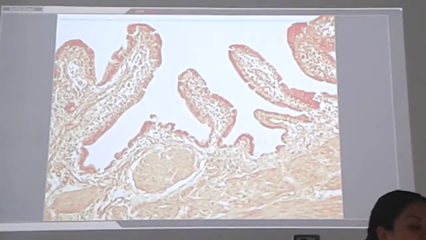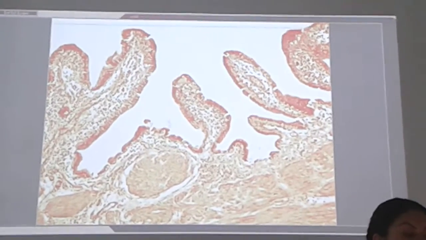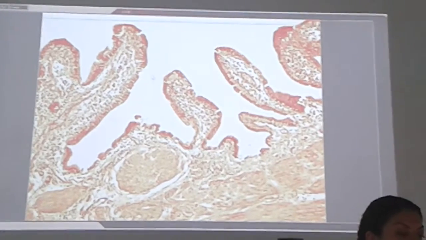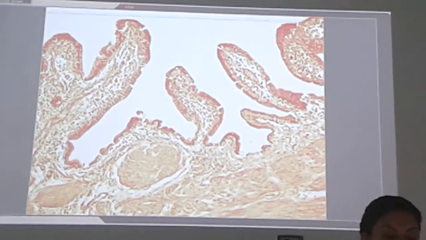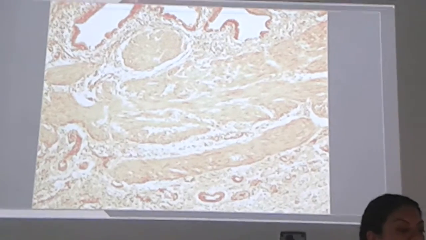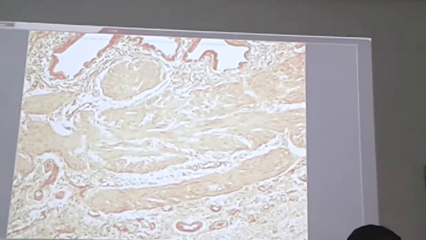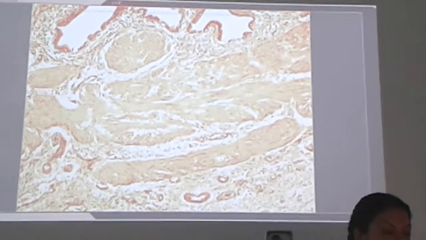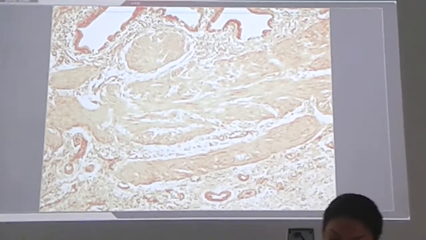the mucosa is not regular. It is folded like this, but this is not alveoli. Beneath the mucosa, we have connective tissue, and among this connective tissue, you will see muscle tissue. These are all smooth muscle, and these are all connective tissue components. Okay, we finished the gallbladder, and the next slide is the liver.